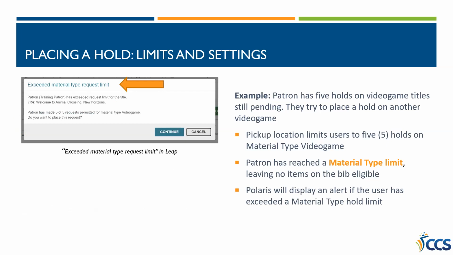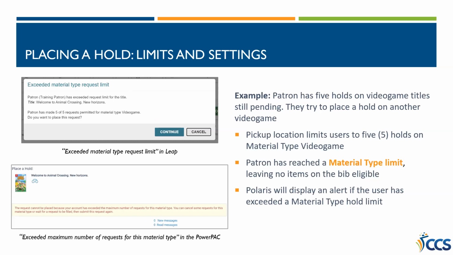And the really nice thing about this message is that it does tell us what material type we've reached and what that max value is. So here right away, we see that the patron is limited to 5 holds for material type video game at this location. They have already reached that. And then the patron is also going to see a similar message when placing a hold in the PowerPAC. And here's what they'll see. Requests cannot be placed because the account has exceeded the maximum number of requests for this material type.